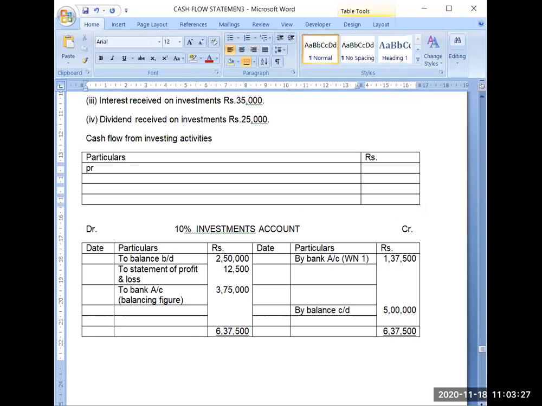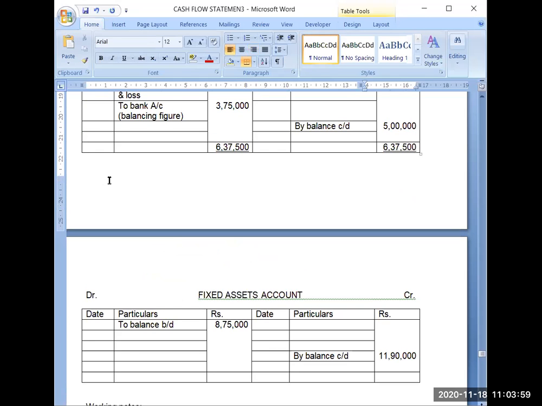So proceeds from sale of investments, 1,37,500. Outflow we will write later on. Let's first complete the fixed assets account.